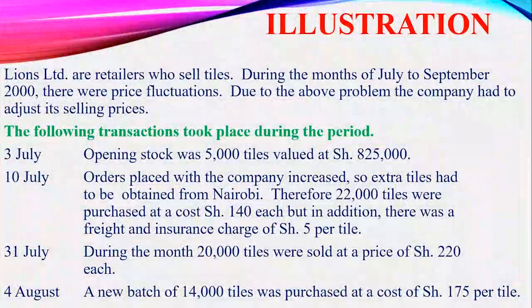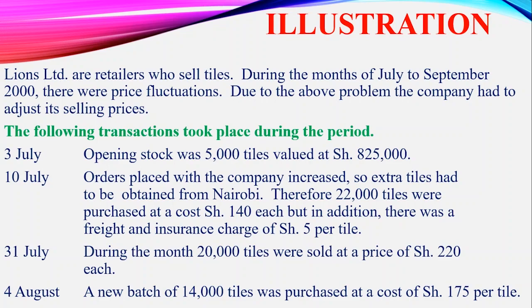So for us to be able to understand the concept of FIFO clearly, I'd like us to look at an illustration. This one is going to help us understand this concept. The illustration says, Lions Limited are retailers who sell tiles. During the months of July to September 2000, there were price fluctuations. Due to the above problem, the company had to adjust its selling prices.